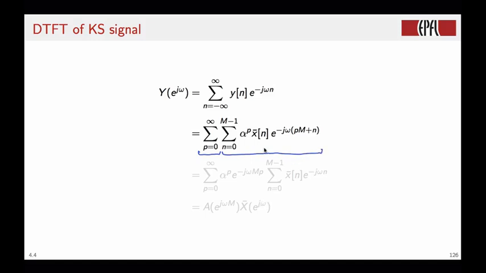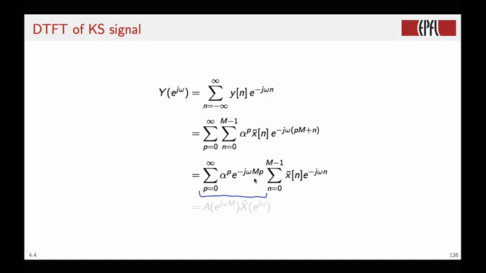Inside each repetition we have the values for the basic pattern and alpha to the power of p, an exponentially decreasing gain factor that creates the decaying envelope. We can split the exponent in the complex exponential again as p big M plus n, and by doing so we can split the sum into the product of two sums. The first term is something that looks like a DTFT. Notice that the index is p and we have alpha to the power of p that multiplies e to the minus j omega big M p.